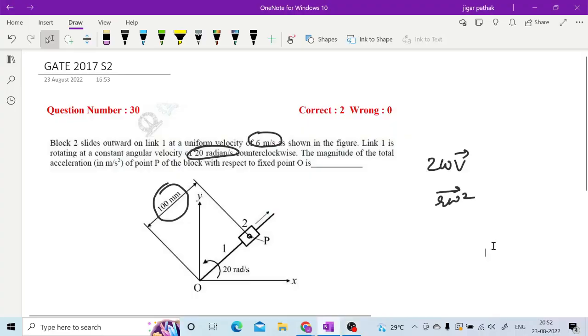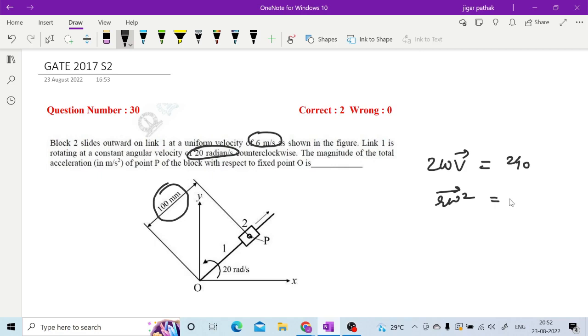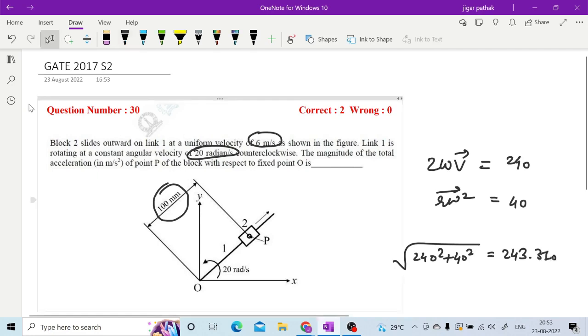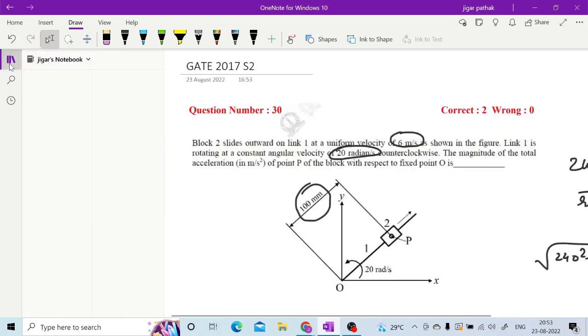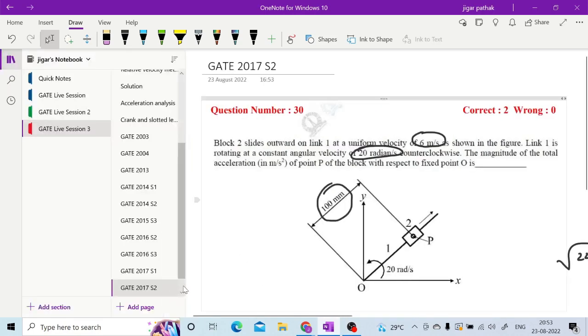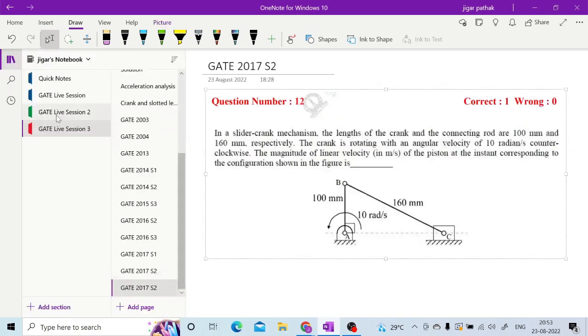It's coming 243.310. Yes, because your 2 omega v will come around 240 and r omega square will come around 40. So when you square and add them up, 240 square plus 40 square, that 243.310 or something like that is coming. Correct? Yes, sir. Okay, so now let us go to this last question.